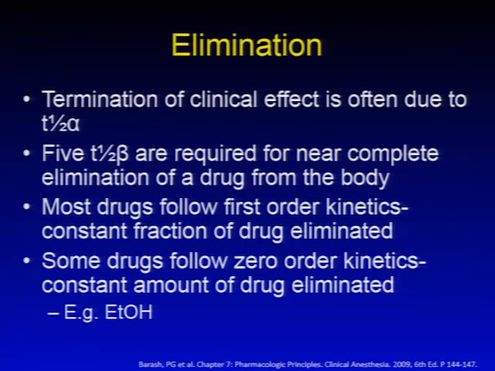When we talk about the beta or true elimination half-life, we usually need about 5 half-lives to completely eliminate the drug from the body. Now, it's important to know that most of the drugs that we use in anesthetic practice follow what's termed first-order kinetics, in which a constant fraction of drug is eliminated, and thus their elimination half-lives are fairly independent of their plasma concentrations. However, some drugs follow zero-order kinetics, where a constant amount of drug is eliminated. An example of this is ethanol. And for these drugs, the elimination half-life depends on plasma concentration and is a bit more difficult to quantify.